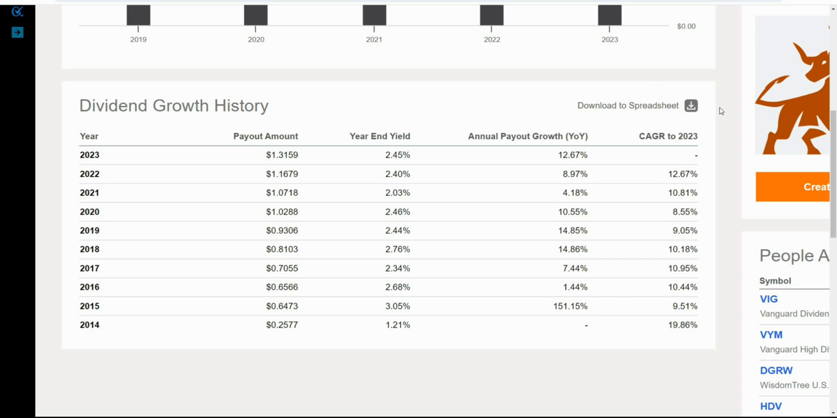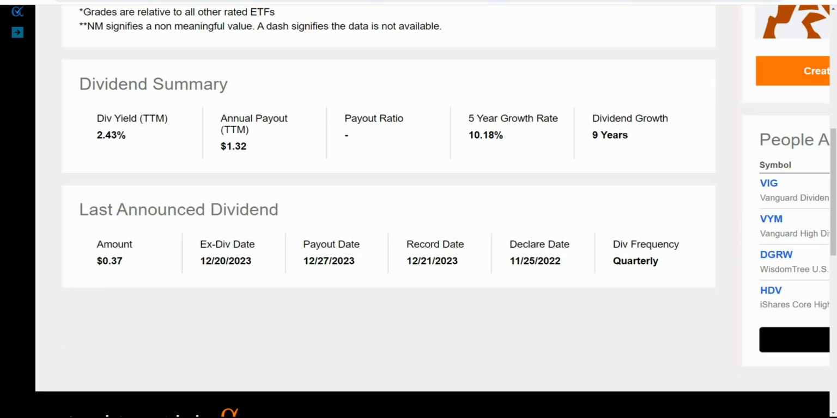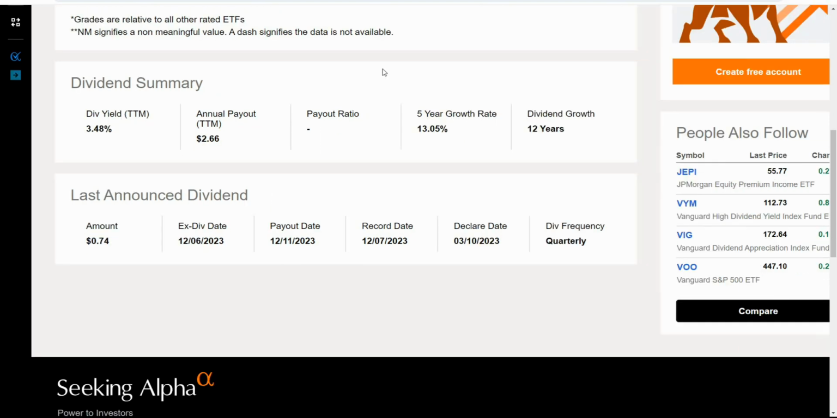As you can see, both ETFs do have some great years of dividend growth. And if you're looking for dividend growth, there isn't really anything wrong with either of these ETFs. Now, DGRO has an average growth for dividends of 10.18%, which is great, above 10%. But SCHD does have a better dividend growth rate at 13.05%. So SCHD beats out DGRO for yield, and it also beats it out for dividend growth.